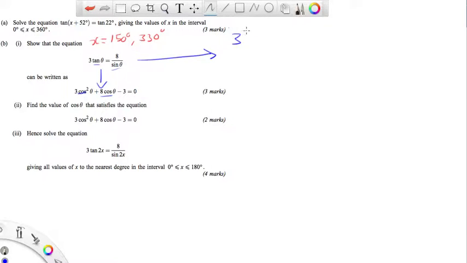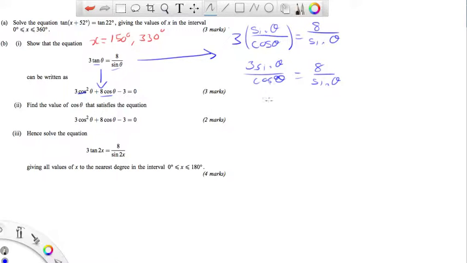Change the tangent to sine over cosine. So we're going to have 3 of sine of theta over cosine theta is equal to 8 over sine of theta. So I can just distribute this in, so I get 3 sine of theta over cosine of theta is equal to 8 over sine of theta. I can cross multiply here, so I get 3 sine squared theta is equal to 8 cosine theta.